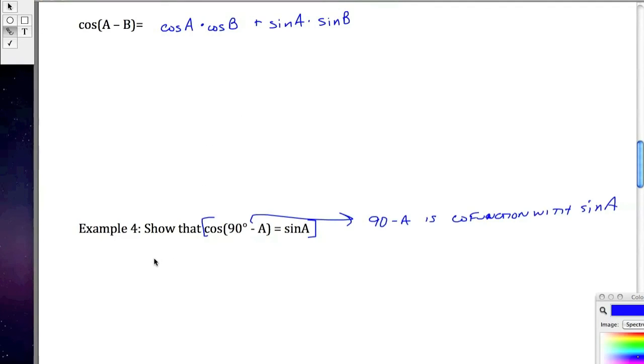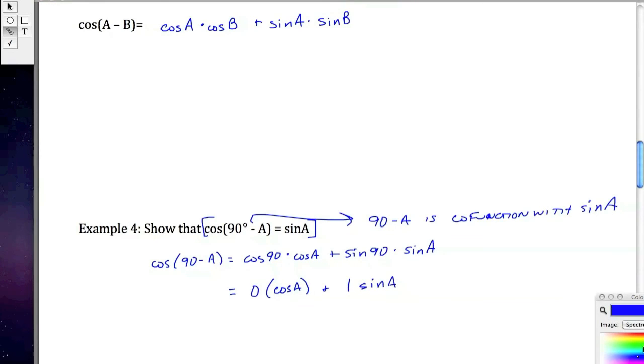If I use this difference formula, I've got cosine of 90 minus a is equal to the cosine of 90 times the cosine of a plus the sine of 90 times the sine of a. When I go ahead and reduce here, what I end up with is the cosine of 90 is 0. So it's pretty convenient how that works out. And the sine of 90 is 1. And so just like in our other proof, this cancels out, and I'm left with sine of a.